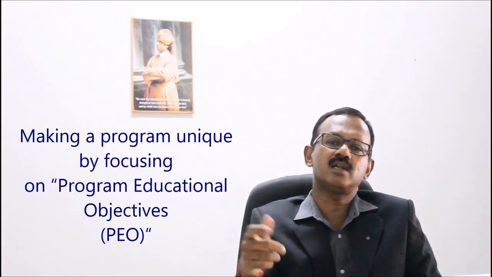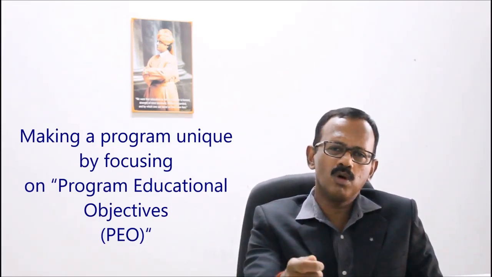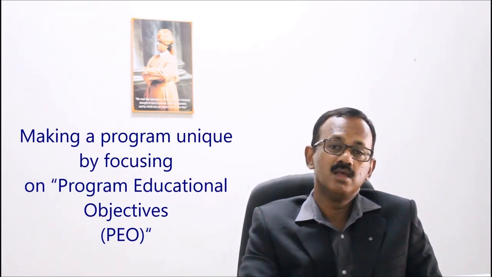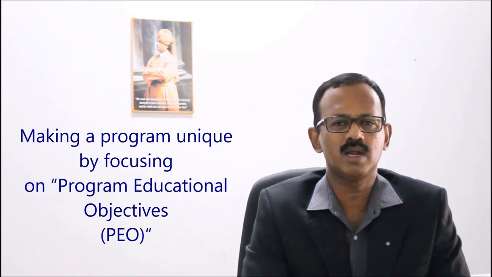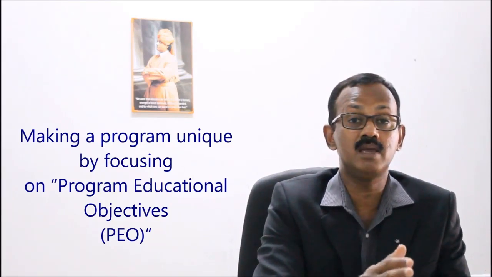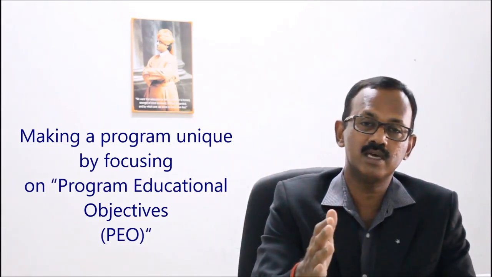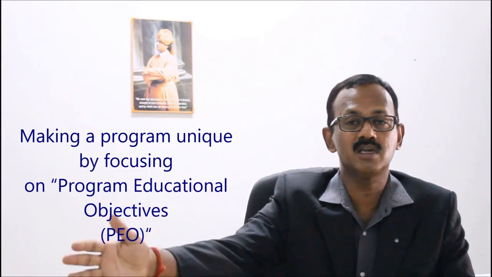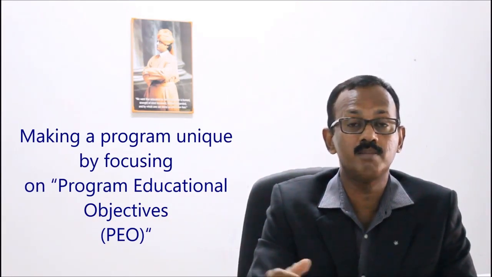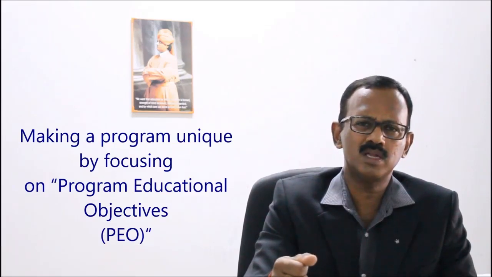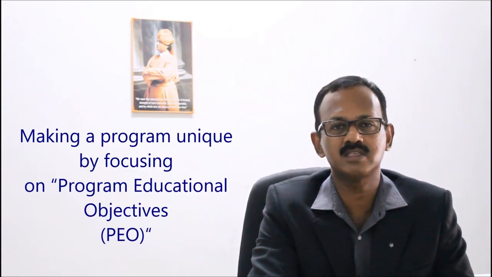Everyone wants to start a center of excellence in their institution. Each program can become a center of excellence or a program of excellence. For example, an institution can say, my program educational objective is that I am offering this particular BE mechanical engineering program with this particular intention. Another institution can say, I am offering this particular BE mechanical engineering program with this particular intention, and the intention of the second institution might be totally different from the first. That is how we can become unique. It really requires a lot of effort, and more than that, it requires a lot of guts for an institution to take such a decision.